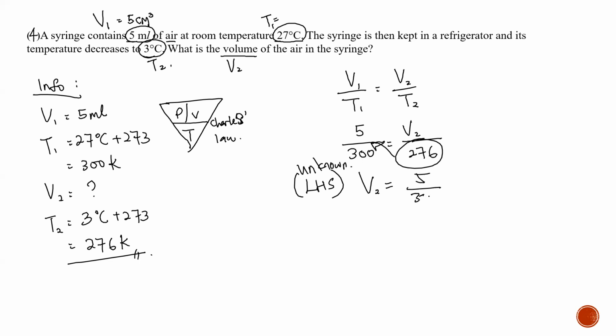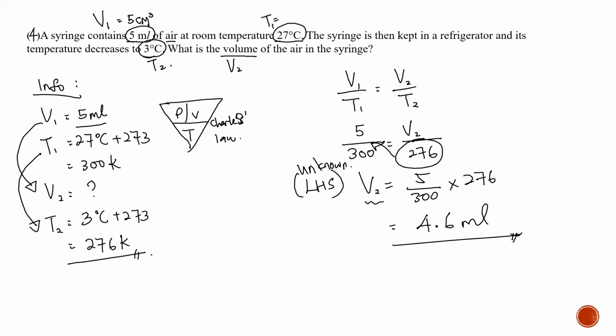So 5 over 300 times 276. So it will be 5 divided by 300 times 276. That will be 4.6 ml. Volume is in ml. Which means what? Temperature decreases, volume also decreases. Alright, info, formula, IFS, then substitute, then solve. Right?